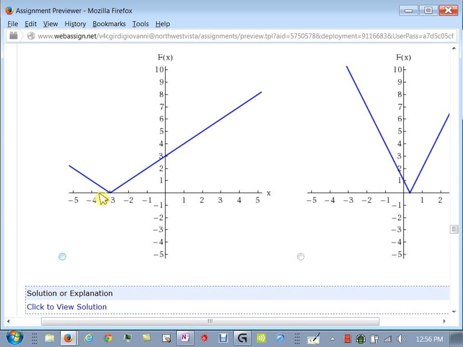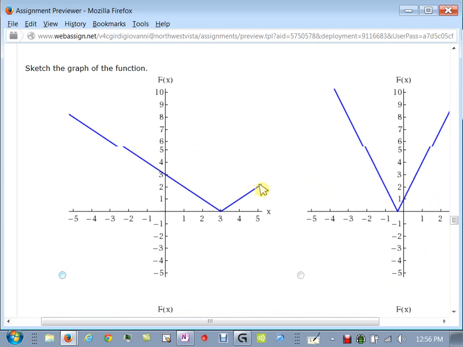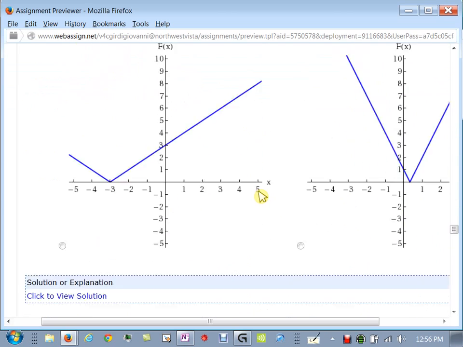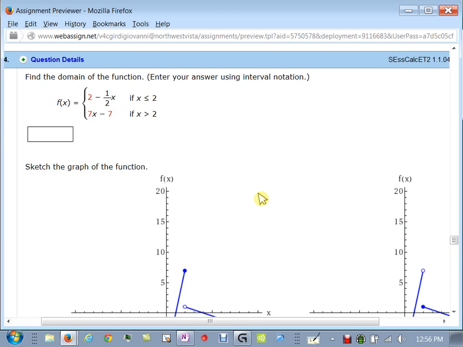Not this one, not that one. So this is it right here. You could get it by testing some other points too. All right, find the domain of this function.